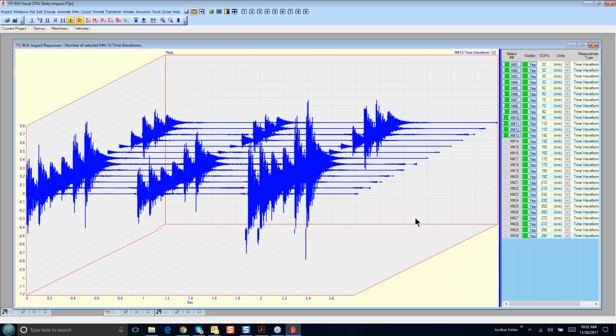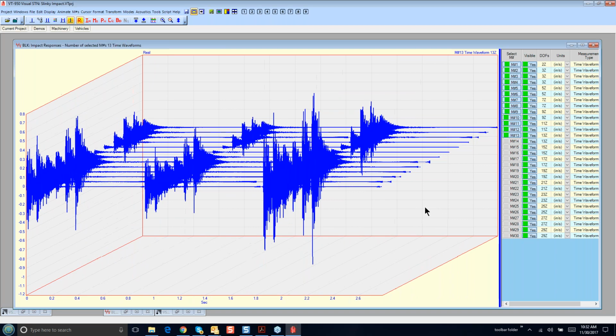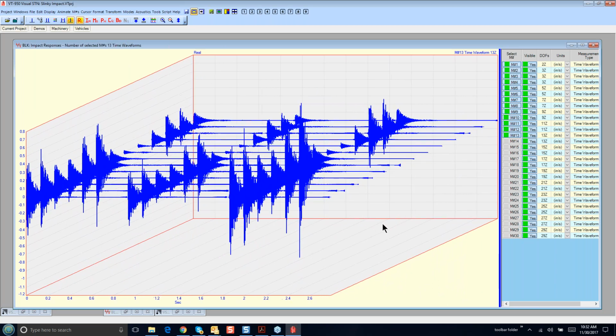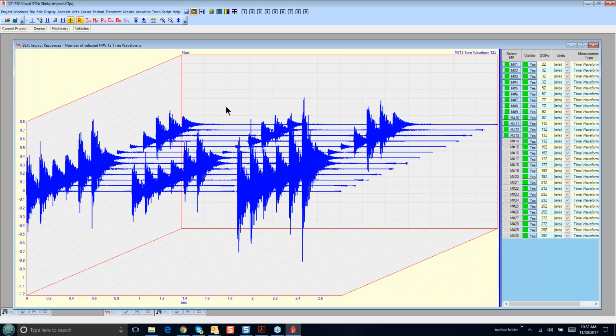So this is a cascade plot, what we call cascade in MEscope, and you can see that certain points on the structure respond a whole lot better to those impacts than other points. But that's all in the dynamics, and these were computed using the mode shapes, the 5 mode shapes of the flat plate. We'll look at those in a minute too.